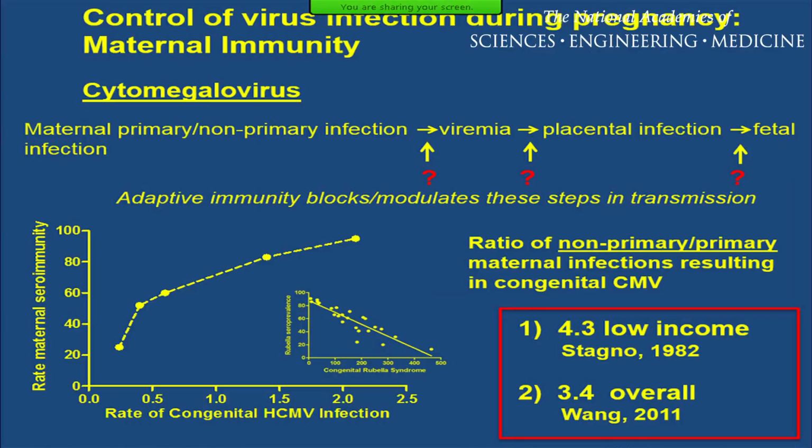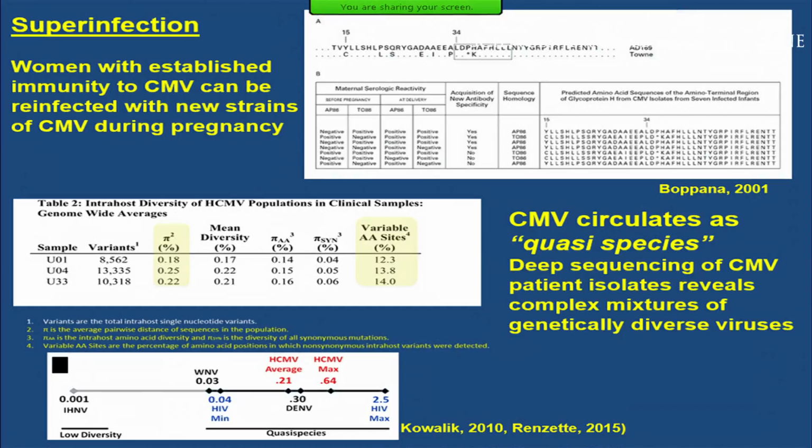viral infections. And again, this is reflected in that we see a much higher yield of congenital infections from populations with non-primary infection, that is, women with immunity, than those who acquire CMV as a primary infection during pregnancy, about a 3 to 4-fold increase. Next slide, please. And why is this?